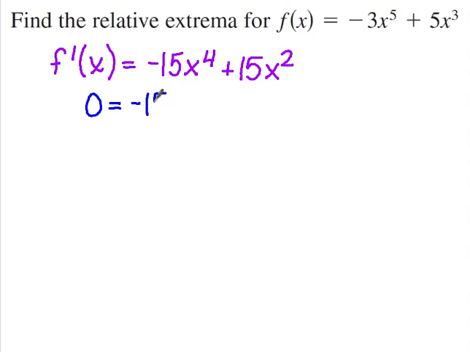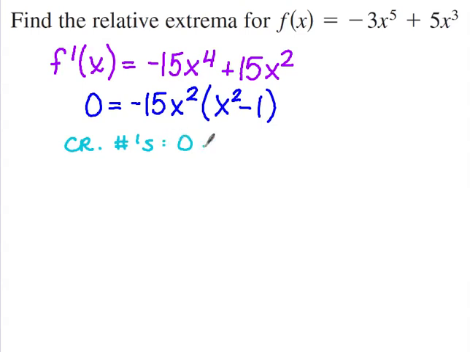Factor out a negative 15x squared, and we get 1 minus x squared. So where do my critical numbers occur? At 0 and plus or minus 1. Remember, when you have that x squared, you're going to have both values, just like your quiz.